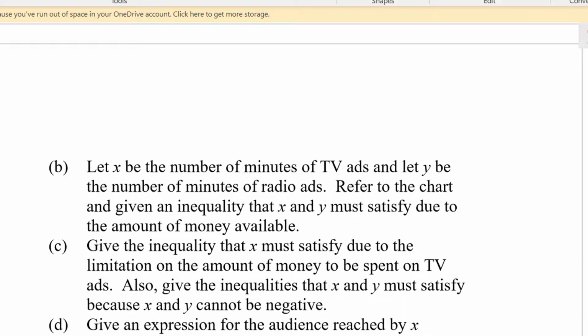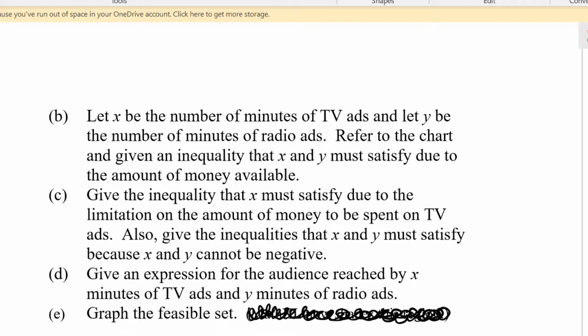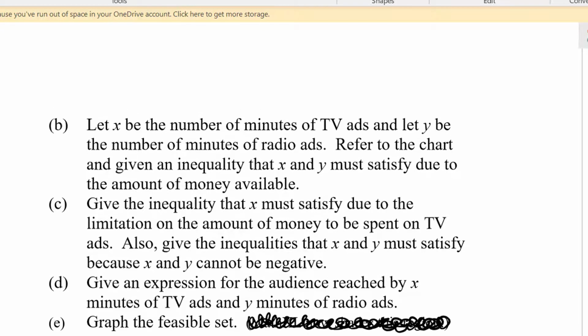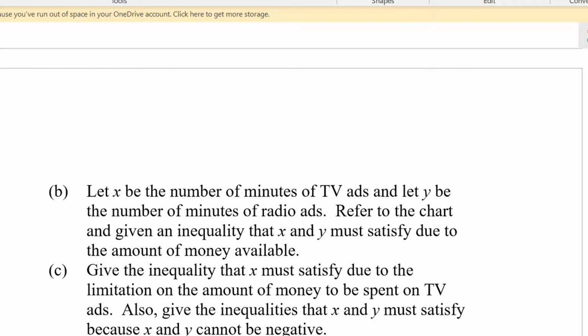Part B says let x be the number of minutes of TV ads and y be the number of minutes of radio ads. Refer to the chart and give an inequality that x and y must satisfy due to the amount of money available.